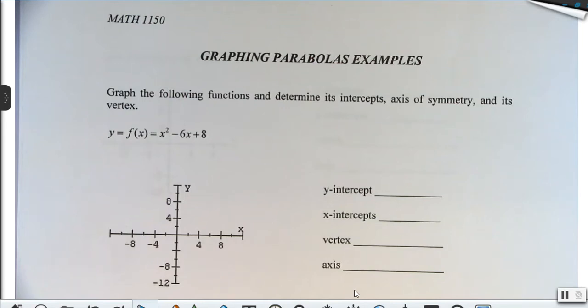Okay, intermediate algebra students, it's been quite a while since we've crossed paths. I've missed you terribly, as you know.